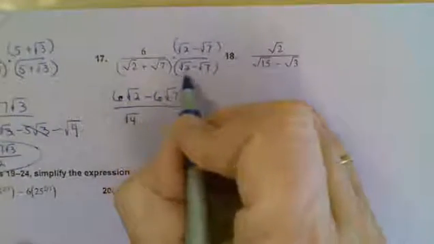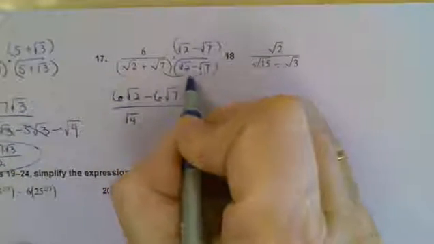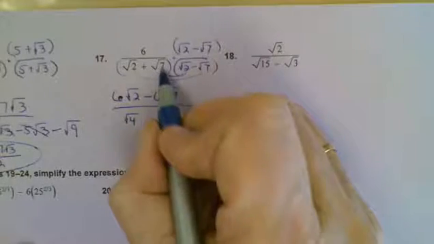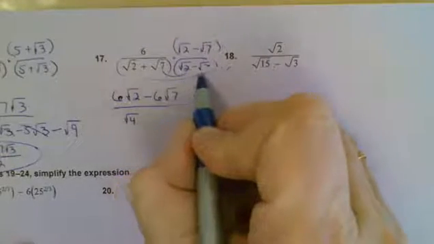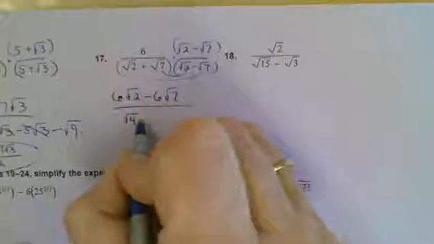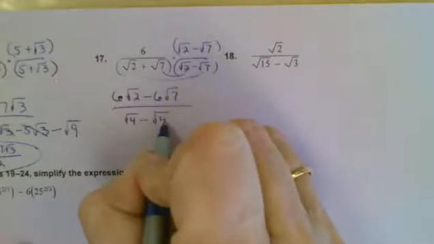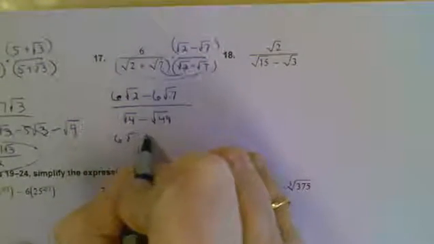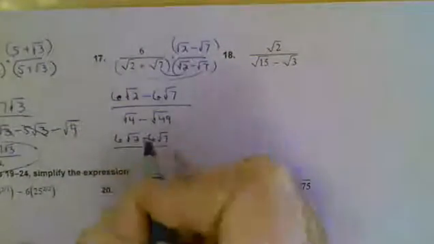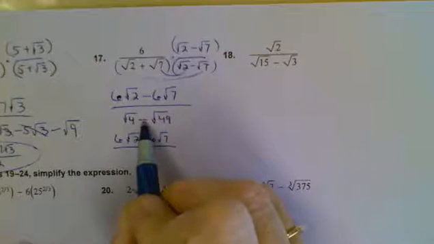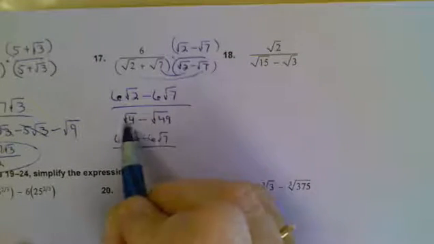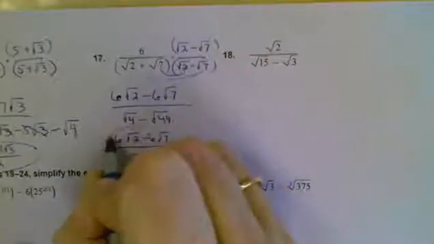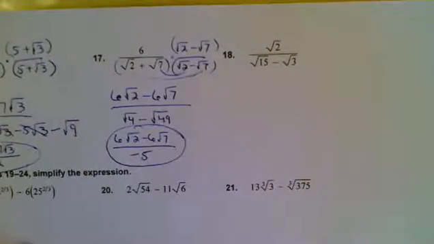Again, the middle terms drop out. I would get the square root of 14 and negative square root of 14, so they're going to drop out. I won't even write those down. But then the last terms, I take square root of 7 times the negative square root of 7. I get negative square root of 49. So now I have 6 square root of 2 minus 6 square root of 7 over, I have a 2 minus 7. 2 minus 7 is negative 5. And there's my answer. So I do think these are easier.